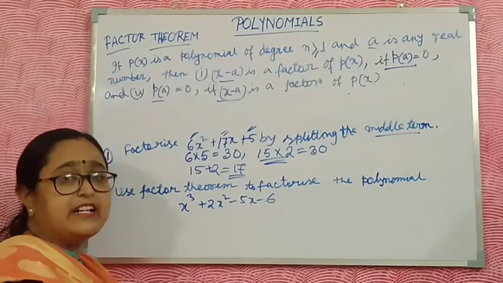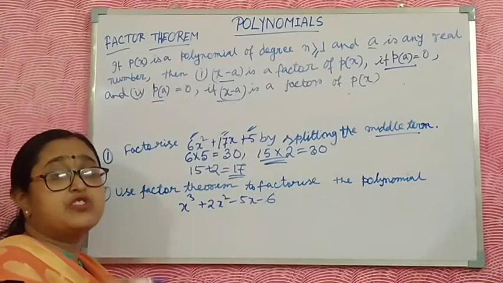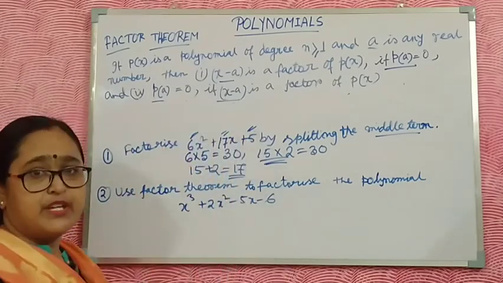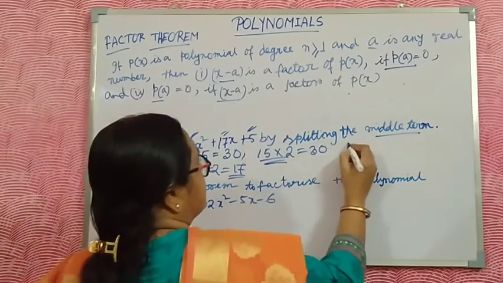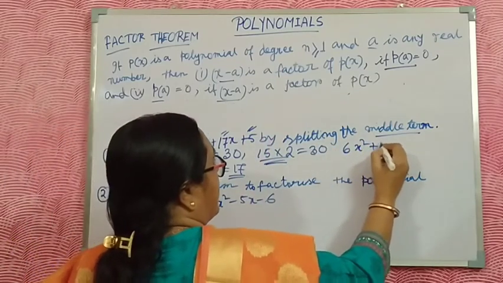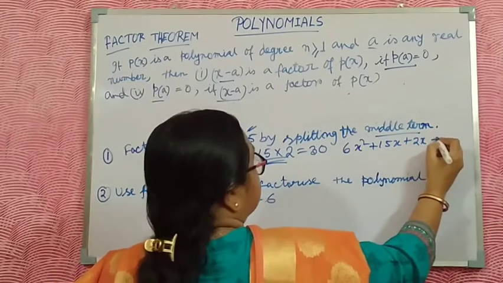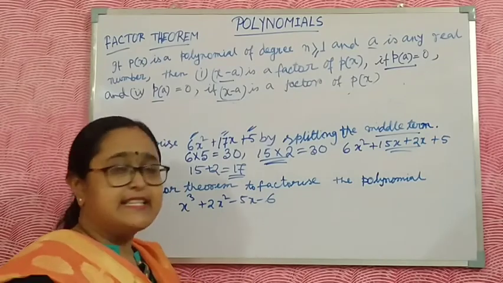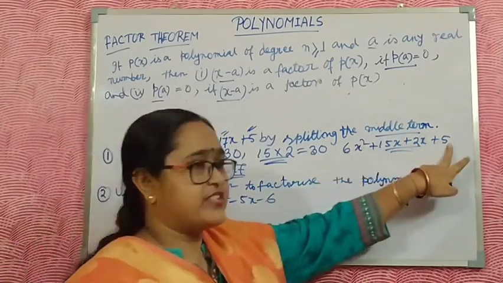At any cost you have to split the middle term using the help of these two extremes. How is it possible to write? This is 3x square plus 15x plus 2x plus 5. Here you just look, this is 17x. This is the splitting of the middle term using these two extremes.